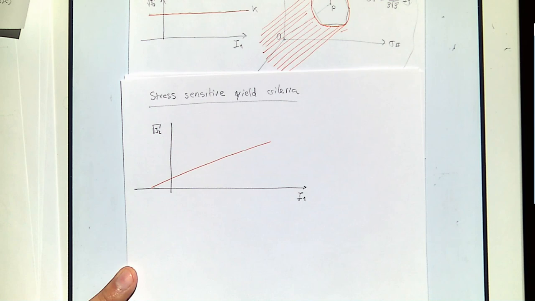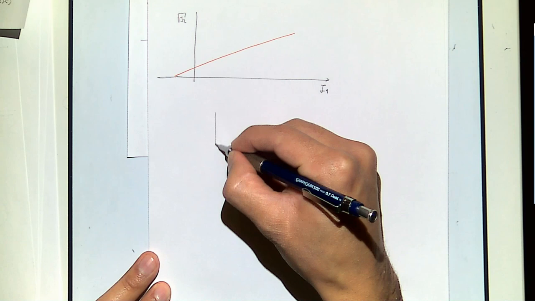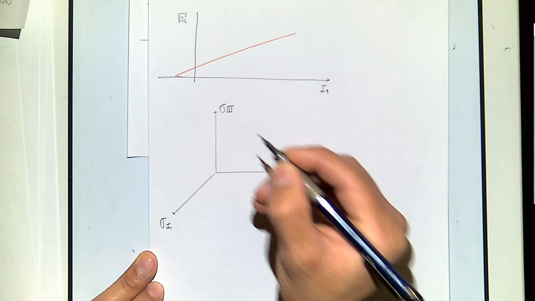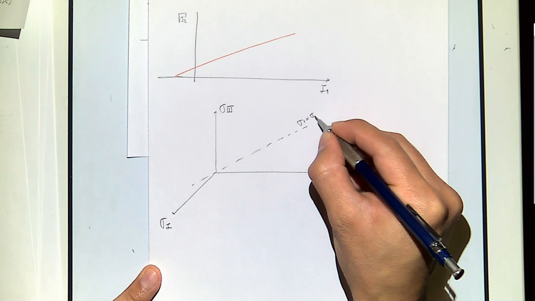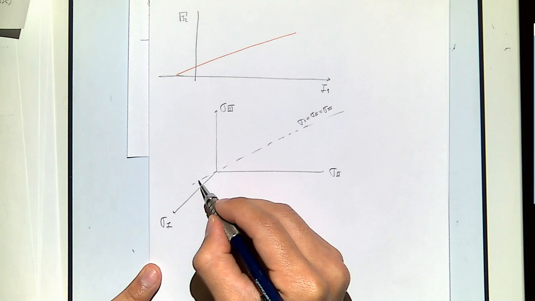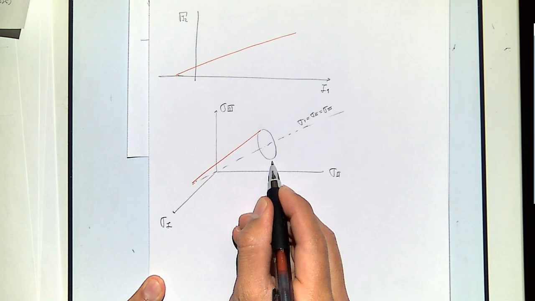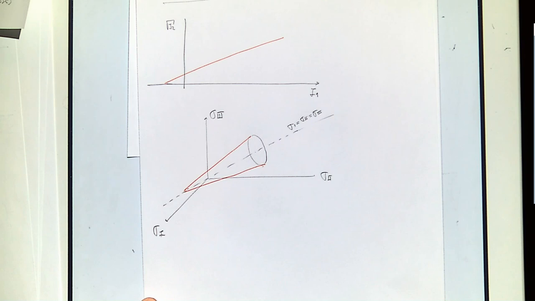And probably that's going to be a little bit better illustrated in three dimensions. So if we draw that in three dimensions, this is going to be like this. It's going to look like a cone. So if this is the hydrostatic axis, this is going to look like this. Like an ice cream cone.